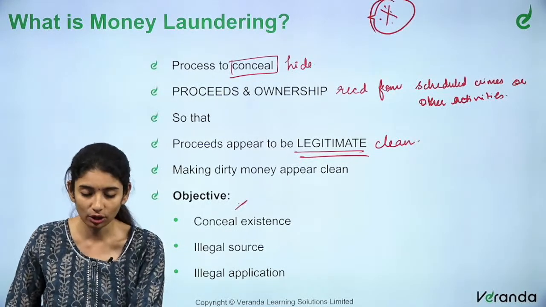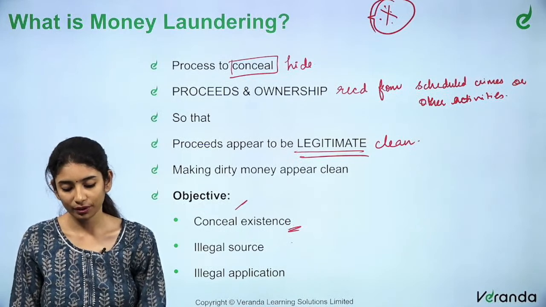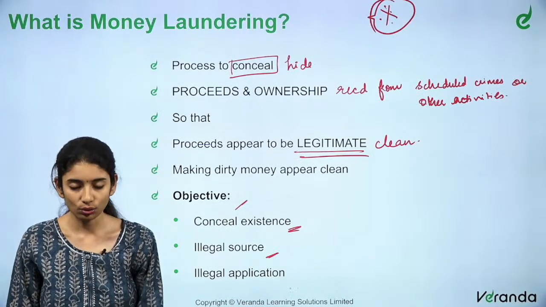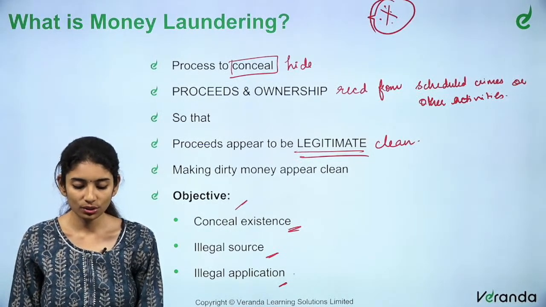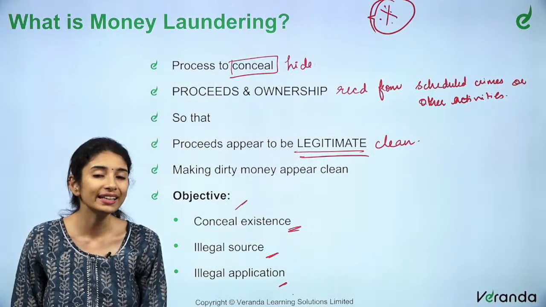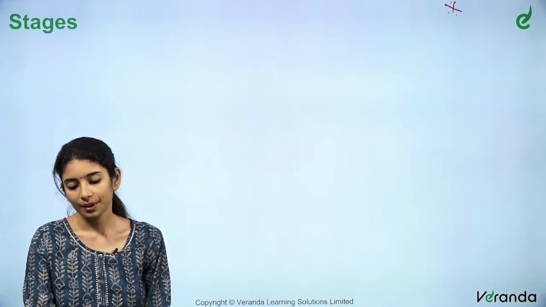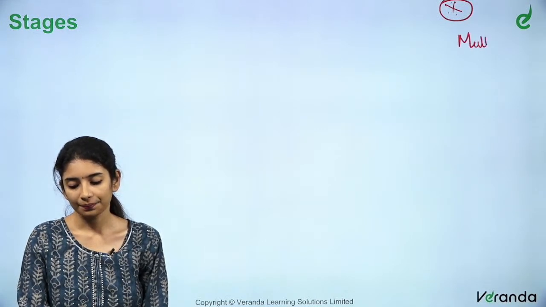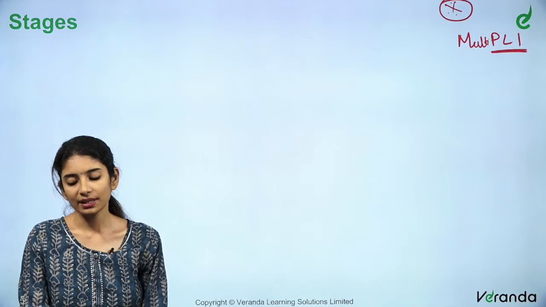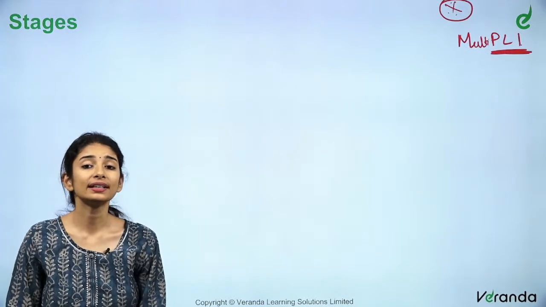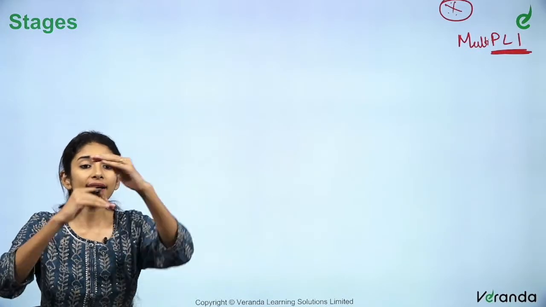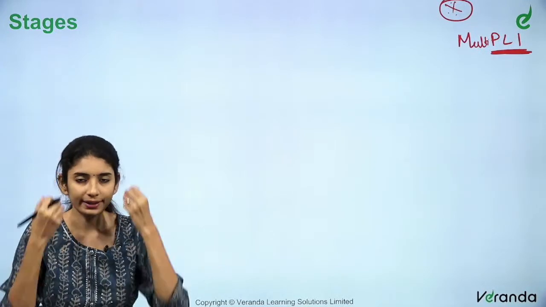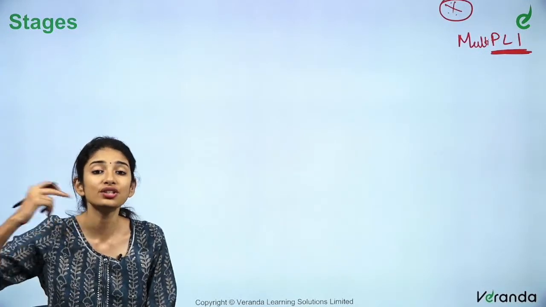The objective of money laundering is to conceal the existence of dirty money, money obtained from illegal source, and it is put onto illegal application. Stages of money laundering, important question. Stages of money laundering is money will multiply. Placement, layering and integration. Okay. So, stages of money laundering.